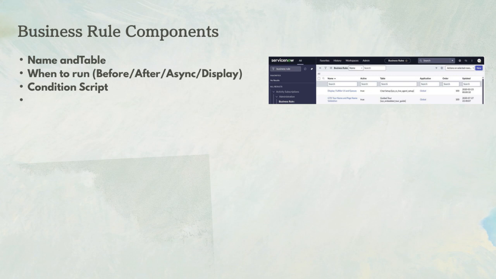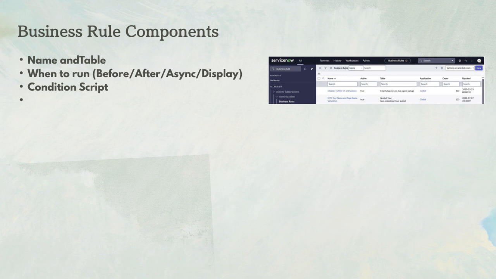Next, we'll talk about the importance of the name and table components. Assigning clear, meaningful names helps us quickly identify what each rule does, which is essential for maintenance and troubleshooting. The table component indicates where the rule applies, whether it's a specific table or set of tables, ensuring we're targeting the right data. Finally, the business rule components are the building blocks of your rules.